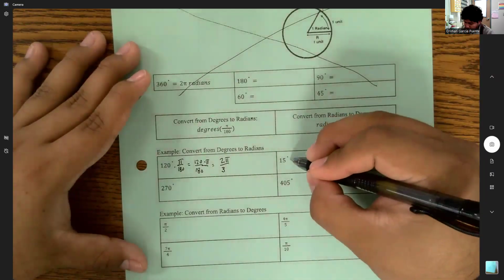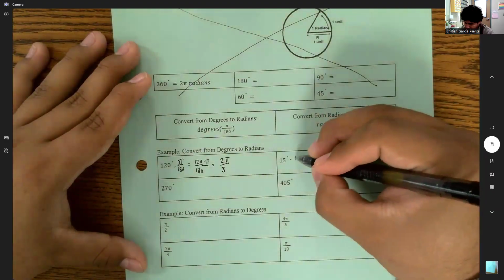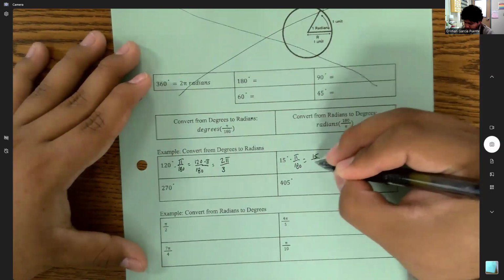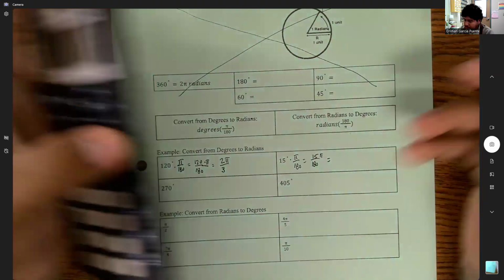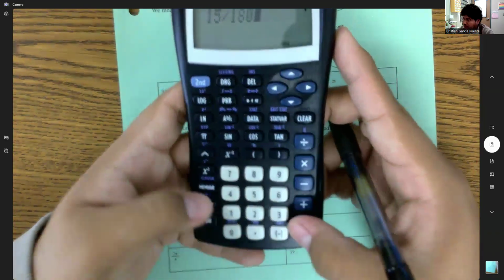So again, same thing over here. Since we're converting from degrees to radians, we're going to multiply by pi over 180. So that's going to be 15 over 180. And the pi's on top. And then we're just going to put it in our calculator. So in the calculator, you're just going to put just the numbers. So 15 divided by 180.